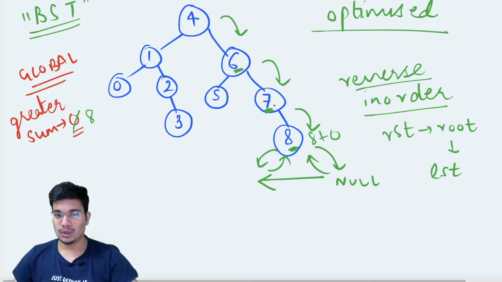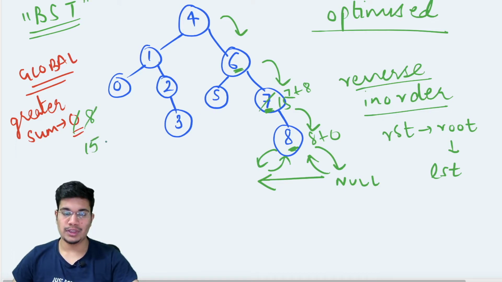So once we come at this node 7, we'll again update its value to whatever its value currently is plus the greater sum. So this will become 7 plus 8, which is 15, and this value will get changed to 15. Now once we have changed this value, we again need to update the greater sum with whatever value we changed it to. So greater sum also becomes 15. Now we'll make a call on its left. There's nothing, null, so we'll return back.